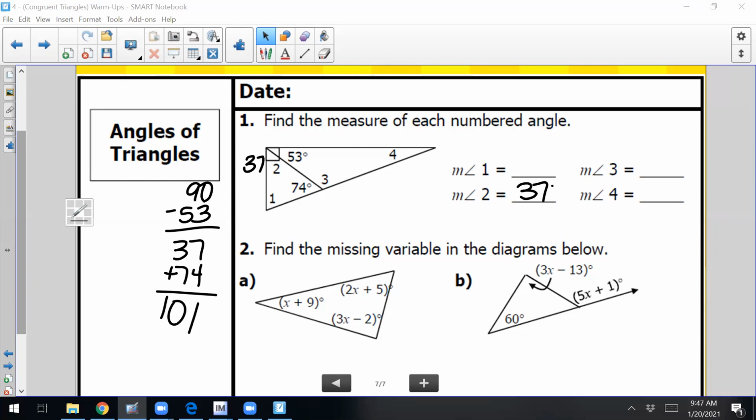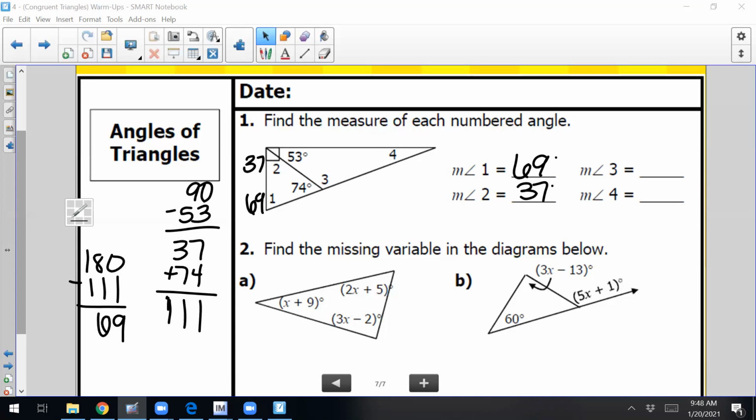101. Oh, okay. 111. Okay. And then you have to take that from 180 because every triangle has 180 degrees. And what does that leave you with? Perfect. So that is angle 1. So we actually have 1 and 2 now. So how are we going to find 3?